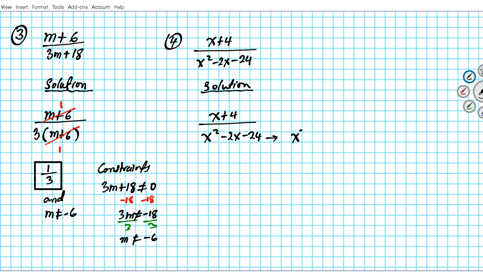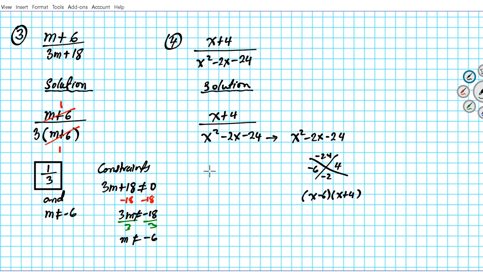The denominator is x squared minus 2x minus 24. So for this one, we're gonna use the x game to factor it. So the AC is negative 24 and B is negative 2. The two numbers that multiply to give you the top and add to give you the bottom are negative 6 and 4. So the factored state is x minus 6 times x plus 4.